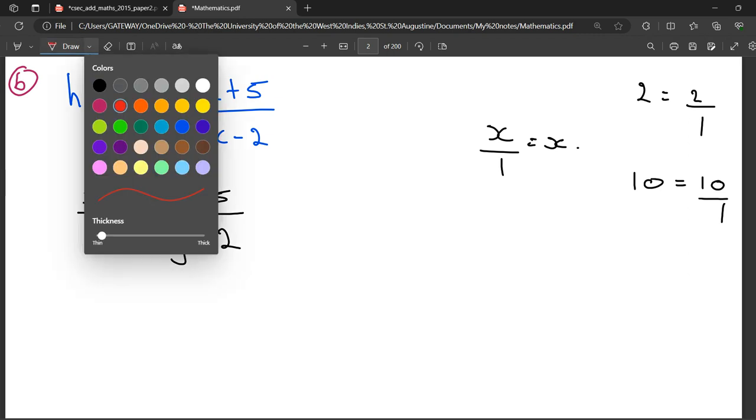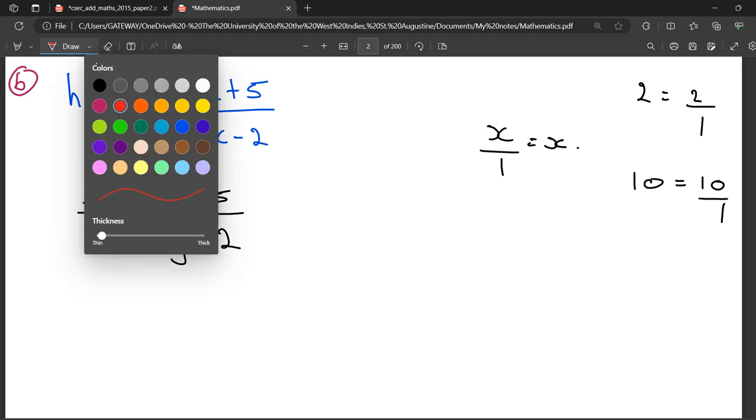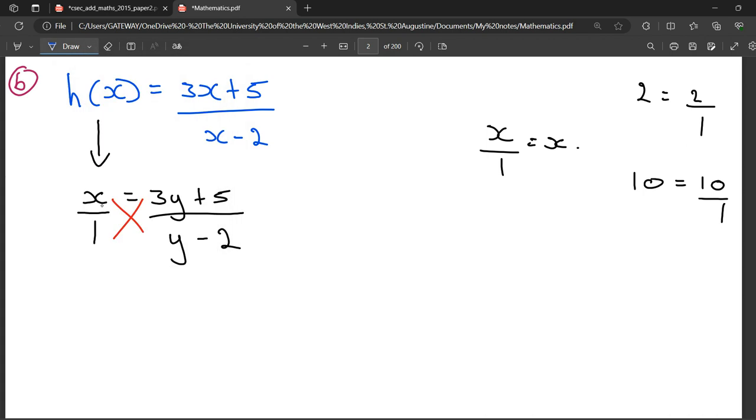What I'm going to do now is cross multiply. So what I'm going to say now is simply x multiplied by y minus 2. So y minus 2 has to go inside the bracket. That is equal to 1 by 3y plus 5, which will simply be the same thing, 3y plus 5.